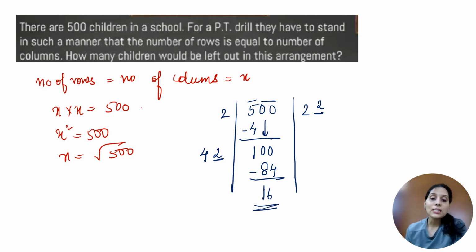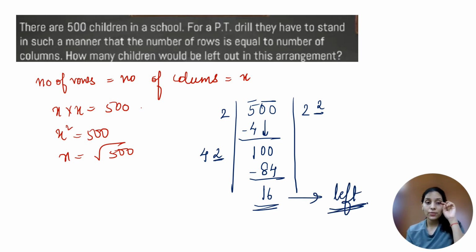Now 16 students are left. So this is your answer. It is asked how many children would be left. So 16 students would be left in that arrangement because 500 is not a perfect square. I hope these questions are clear. These were some important questions of your chapter.